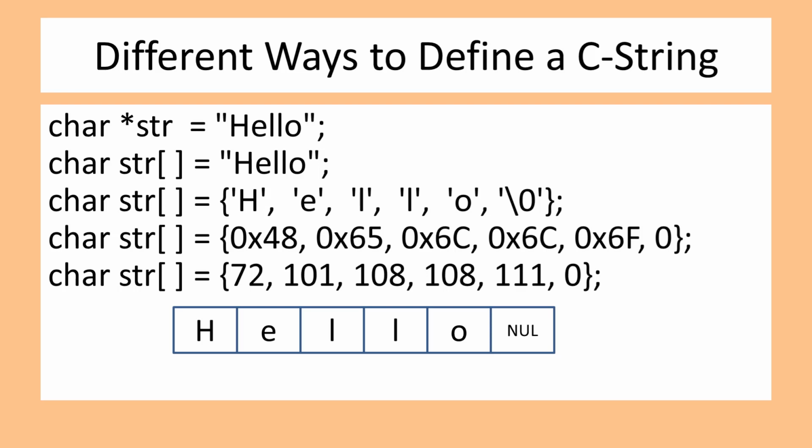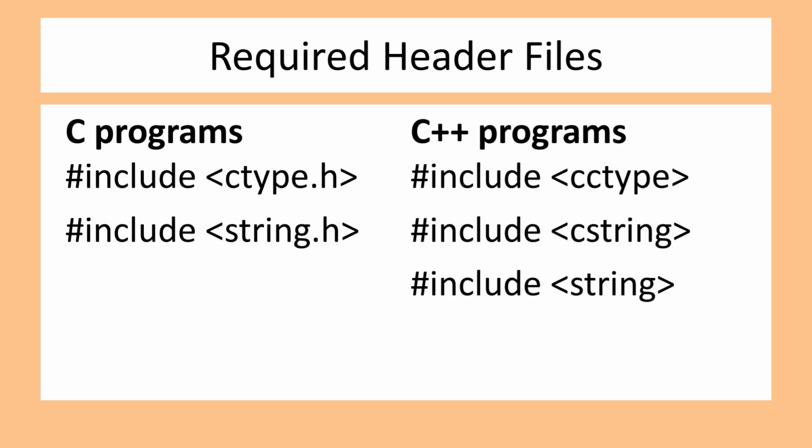I could also define it using the decimal equivalent. So the decimal equivalent of a capital H is 72. So 72 is also the same thing as hexadecimal 48. It's also the same thing as a capital H. So in any case, you still end up defining HELLO and a null byte.